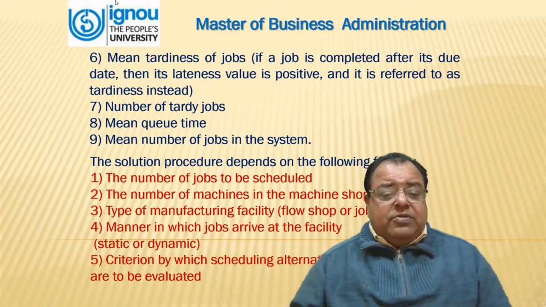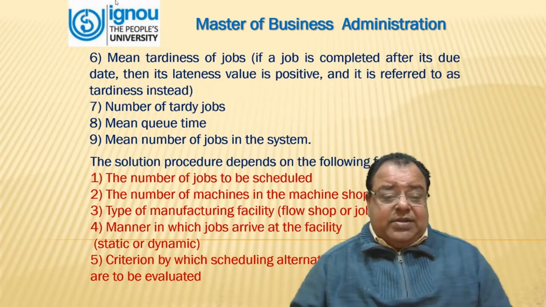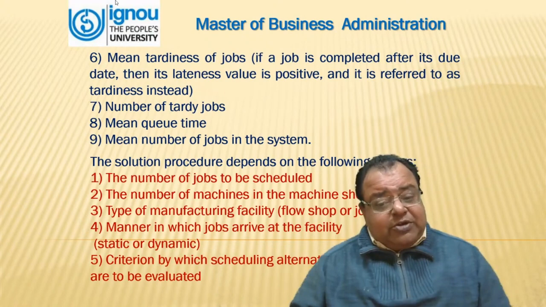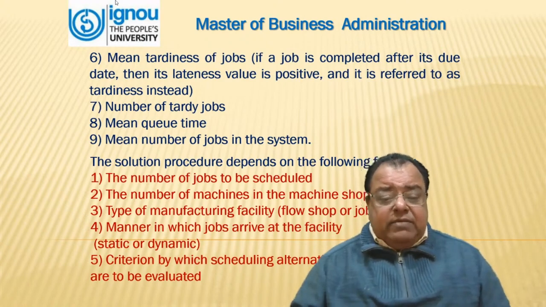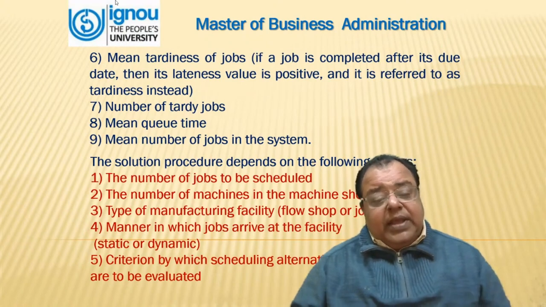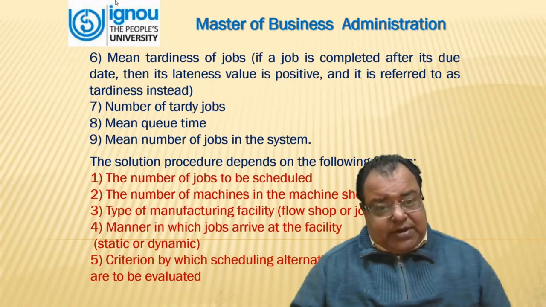The solution procedure depends on the following factors: the number of jobs to be scheduled, the number of machines in the machine shop, the type of manufacturing facility, whether it is a flow shop or a job shop, the manner in which jobs arrive at the facility, whether static or dynamic, and the criteria by which scheduling alternatives are to be evaluated.